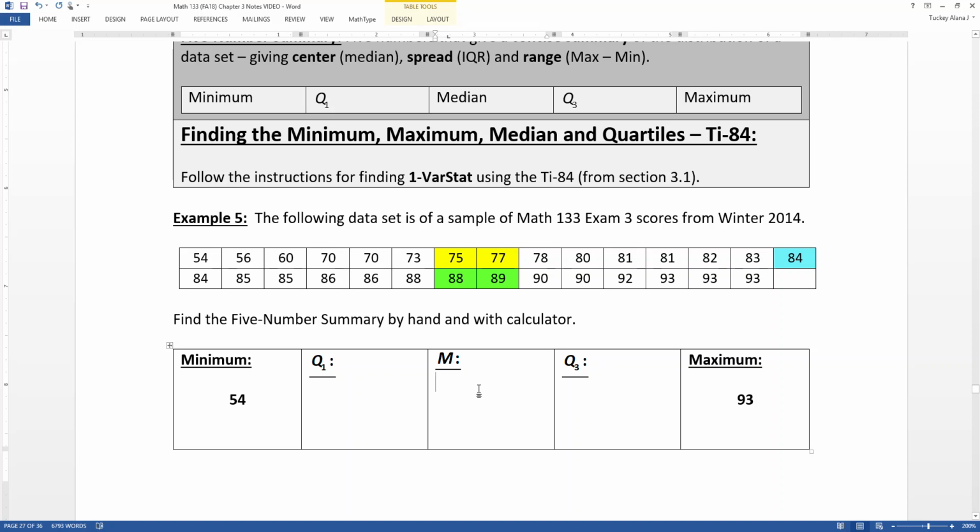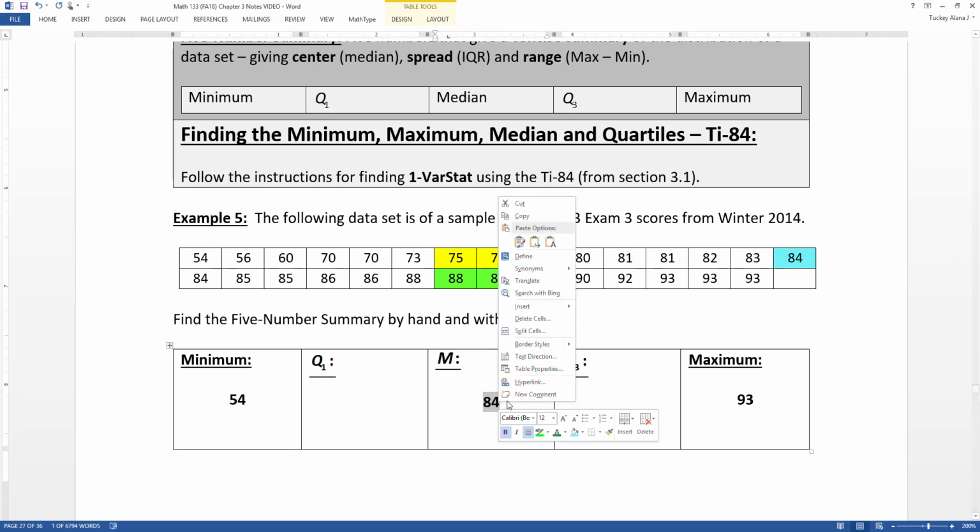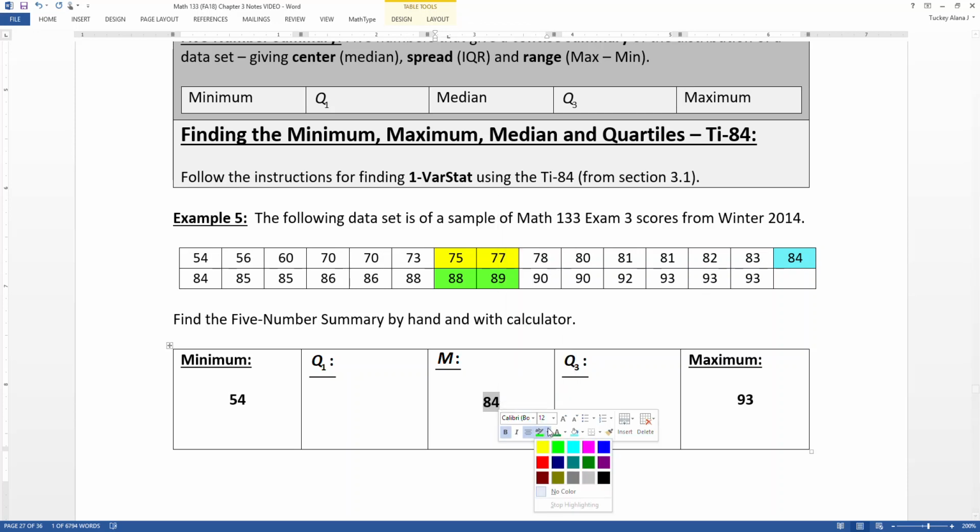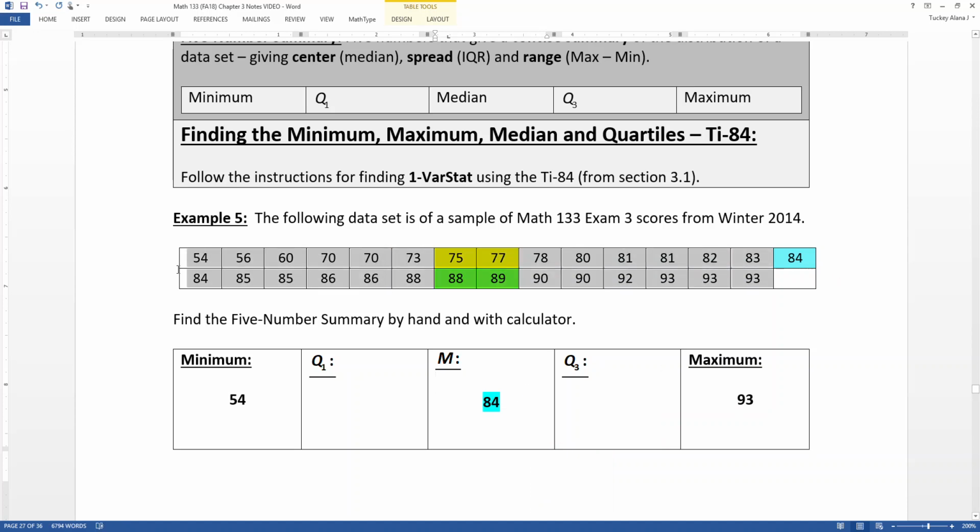All right, now the median is also pretty easy to spot because it's highlighted in blue because I've already done this problem before, twice as a matter of fact, and my computer ate the video twice. So I'm hoping the third time will be the charm. It happens. All right, so 84 is the median, no problem. Half the data is below, half the data is above. Great.